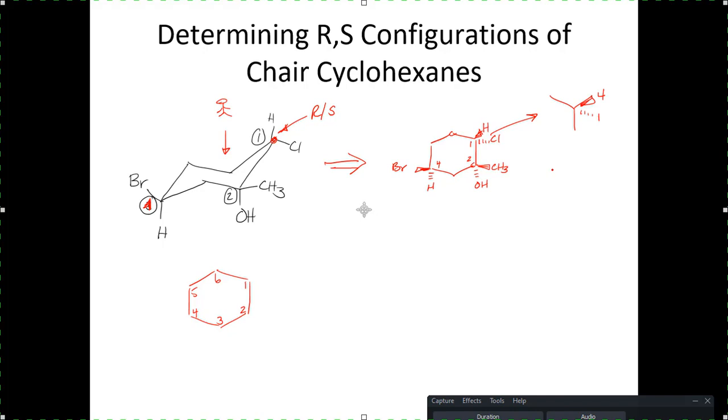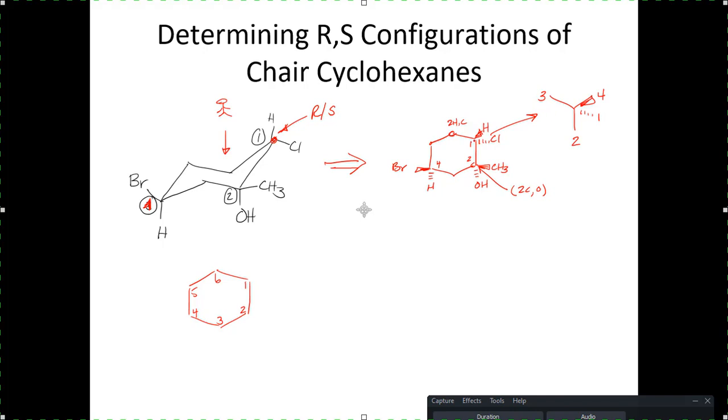Chlorine is number 1. Now down here, this carbon, what's attached to it? 2 H's and a C. What's attached to this carbon? 2 C's and an O. Who wins? That carbon. And then the CH2 up here gets number 3.